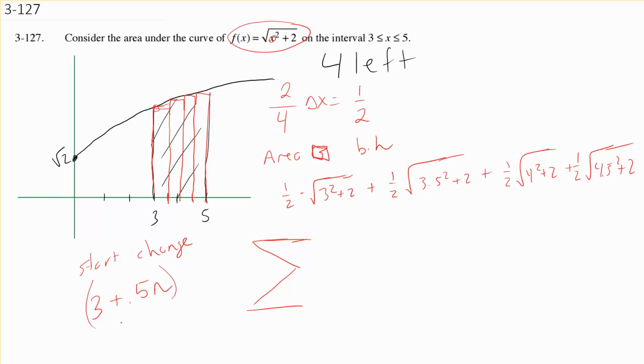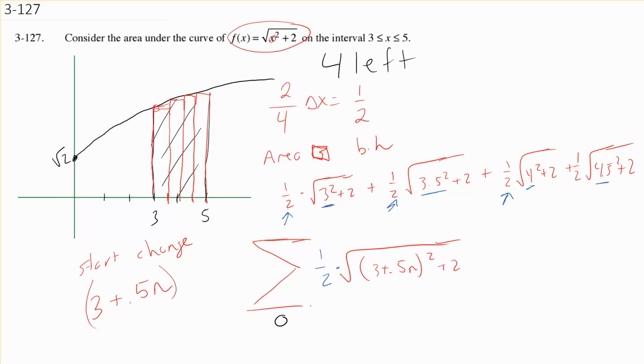You understand that. We get that. So that is what goes in here, wherever x is. 3 plus 0.5n squared plus 2. So you can see what's going on. This is what's changing. This is where we need an x value. And that's its pattern. Its linear pattern is 3 plus 0.5n. And then we've got the 1/2 in front, representing the width of our rectangles. And then we've got the height of our rectangles. And then we just need to do our indices.